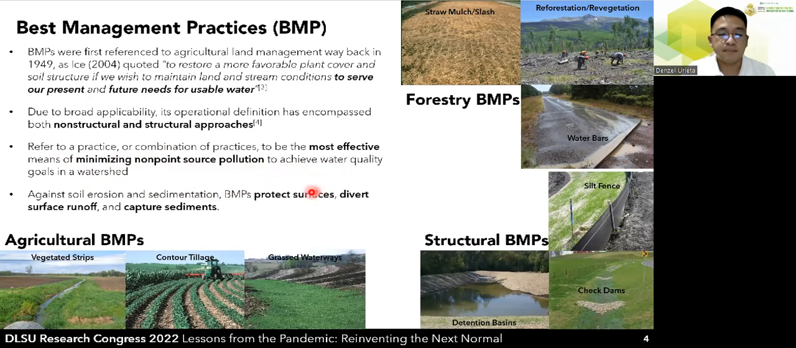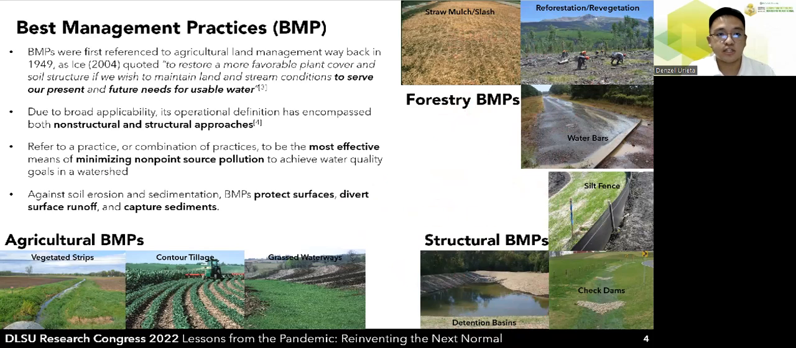So, relating BMPs against soil erosion and sedimentation, BMPs protect surfaces, divert surface runoff, and capture sediments. Some of the categories of BMPs are the following. For agricultural BMPs, we have vegetated strips, contour tillage, and grassed waterways. For the forestry BMPs, we have straw mulch or slash, reforestation, and water bars. And finally, for the structural BMPs, we have detention basins, check dams, and silt fences.